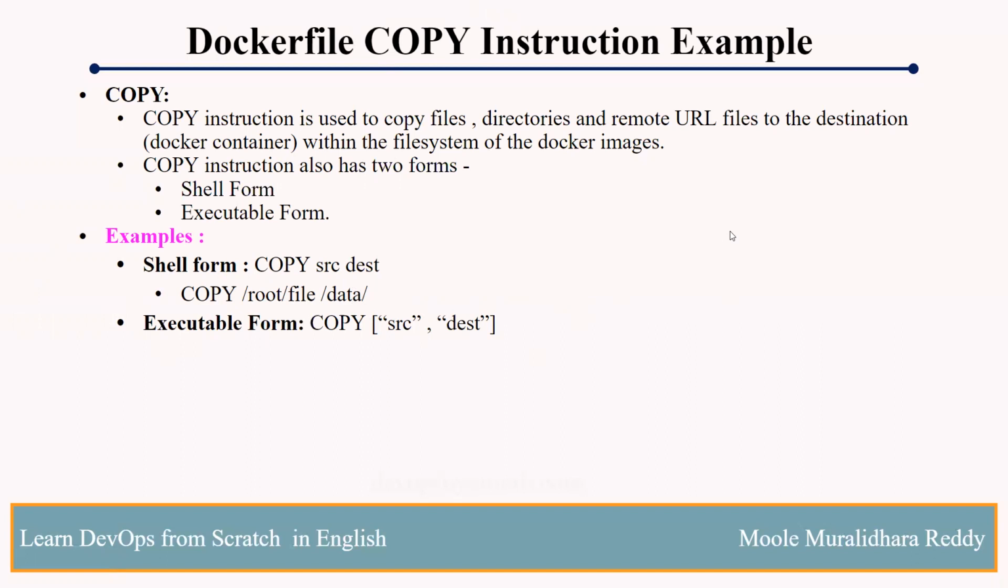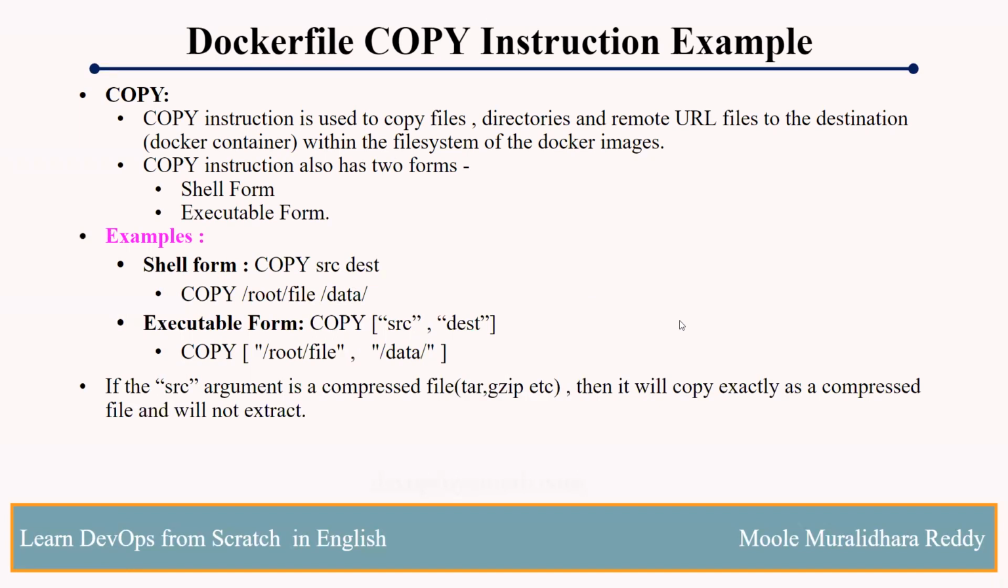Okay, remember only one thing: if you have a tar file and you want to extract it, you can use the ADD instruction. If you don't want to extract it in the destination, you can use a COPY instruction. Okay, got it? Any questions? No? Very important question: what is the major difference between ADD and COPY instruction? I will also show you the demo, but I'm just giving the high-level theory part here.